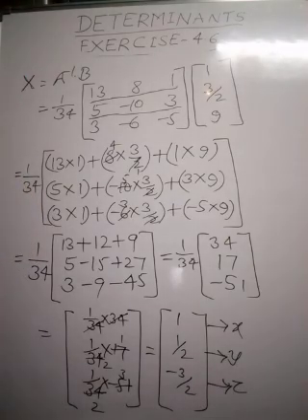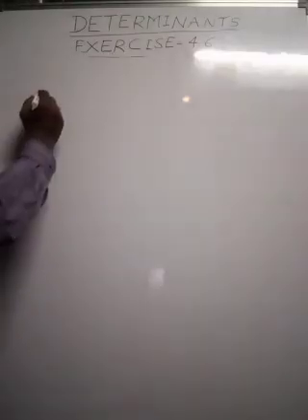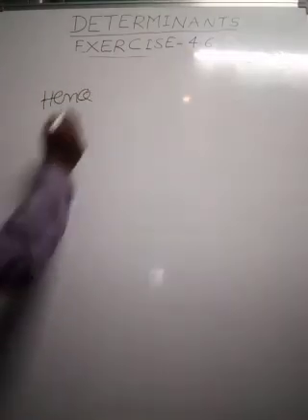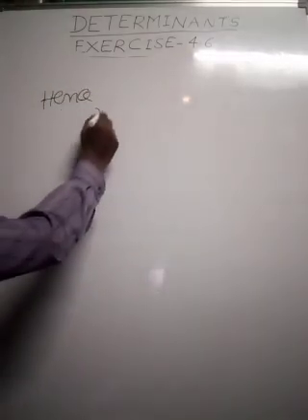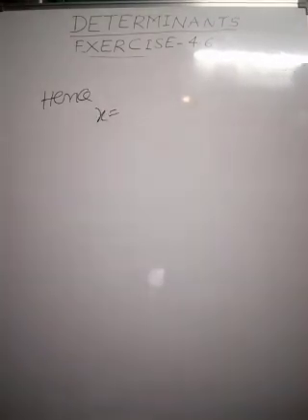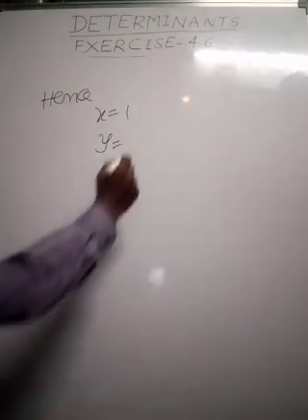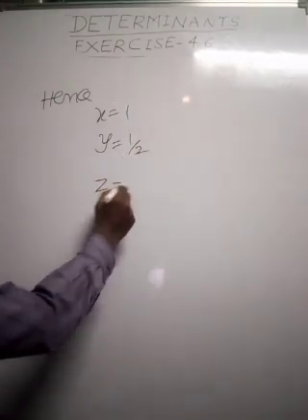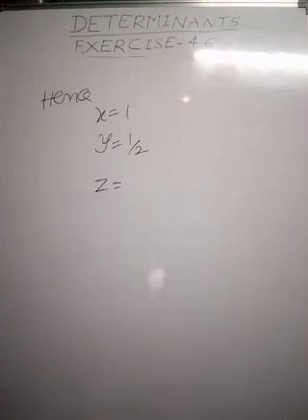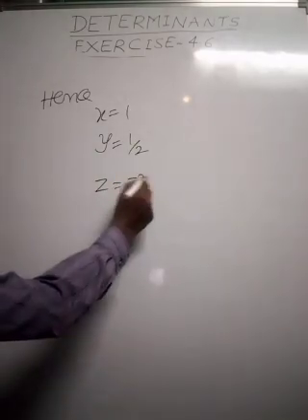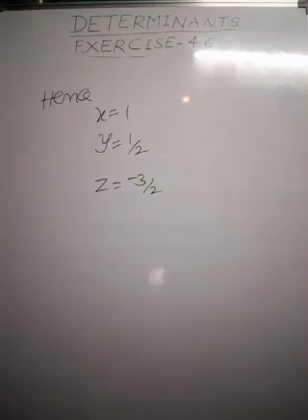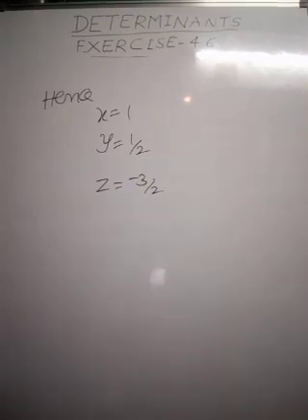Okay, my dear children. Finally, we write the matrix X. Understood, my dear children? Right. Hence, X is equal to, what is the value of X here? 1. And what is the value of Y? 1 by 2. And what is the value of Z here? What we got here? Minus 3 by 2. This is the solution to the given system of linear equations. Understood, my dear children? Right.